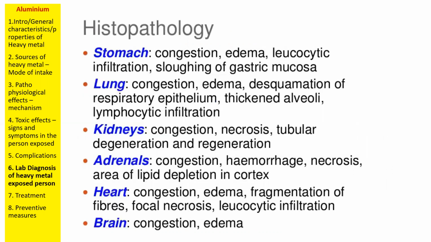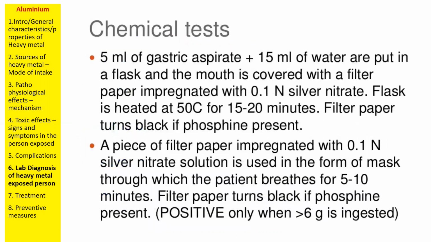We just need to ensure whether we are able to detect this particular toxin in the lab or not. In the lab, we can detect aluminum by using 0.1 normal silver nitrate solution. First, we will take the gastric lavage and filter it on a filter paper. Then on this filter paper, we will add the silver nitrate solution. If within 10 minutes the filter paper turns black, that indicates the presence of aluminum in the patient sample.